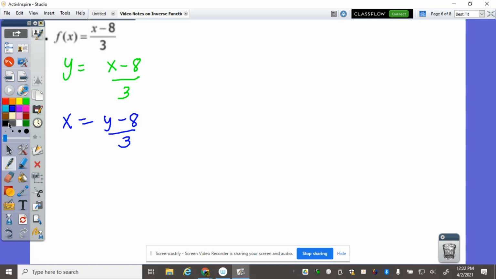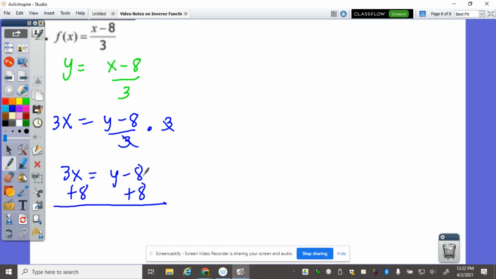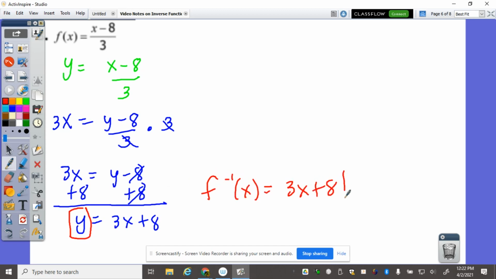Then try to isolate the y here. I'm going to multiply by 3 on both sides. This cancels out. That gives me 3x equals y minus 8. And I'm going to add 8 here to isolate the y. This cancels out. So now I have y is equal to 3x plus 8. And the last step is replace your y by inverse of f of x: 3x plus 8. And that's the answer.